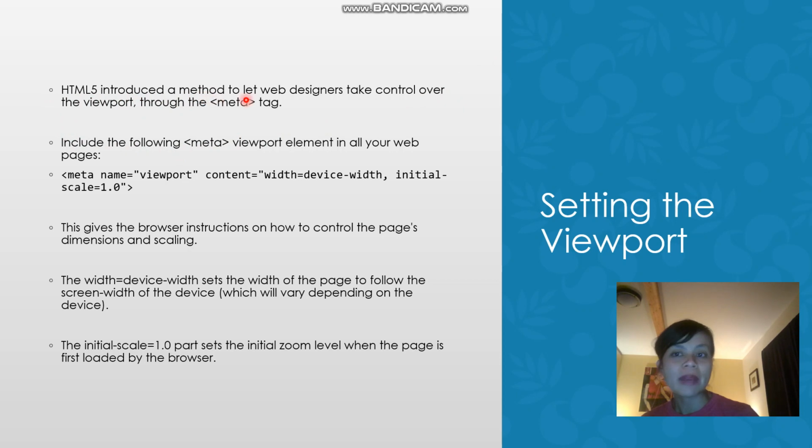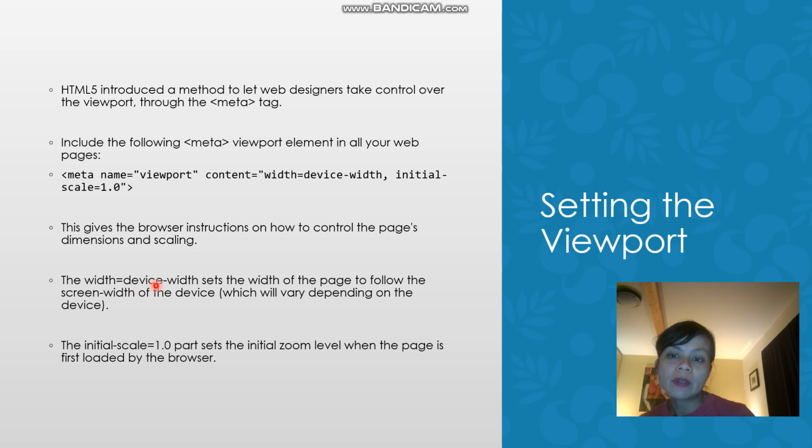HTML5 introduced a method to let web designers take control over the viewport through the meta tag. So include the following meta viewport element in all your web pages. So meta, name, viewport, content is width equals device width, initial scale, and so on. So we'll add this when we do our exercises. So what this viewport element does is that it gives the browser instructions on how to control the page's dimensions and scaling.